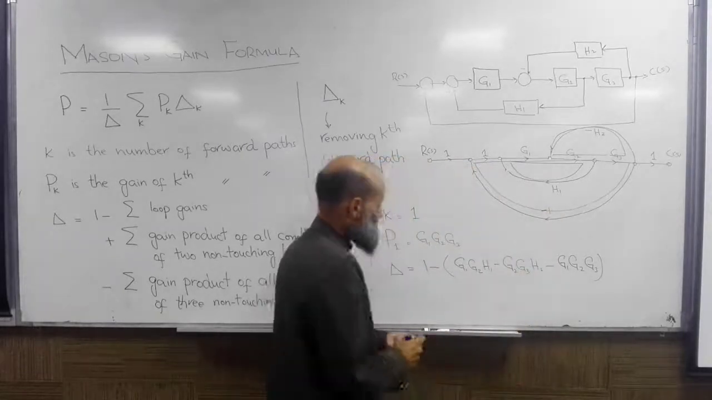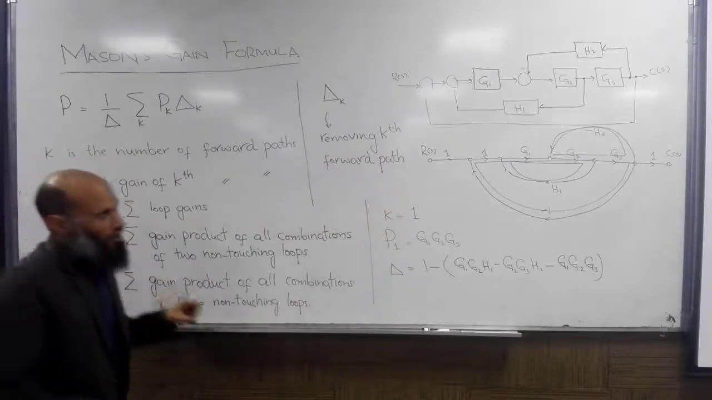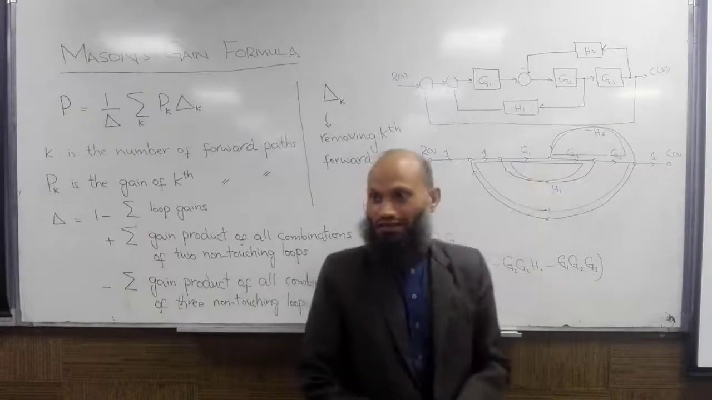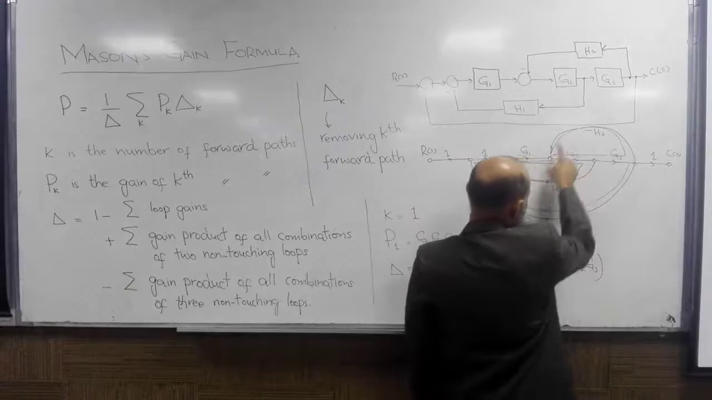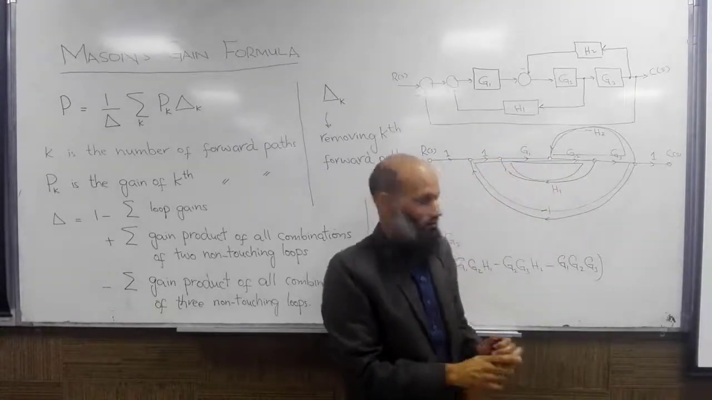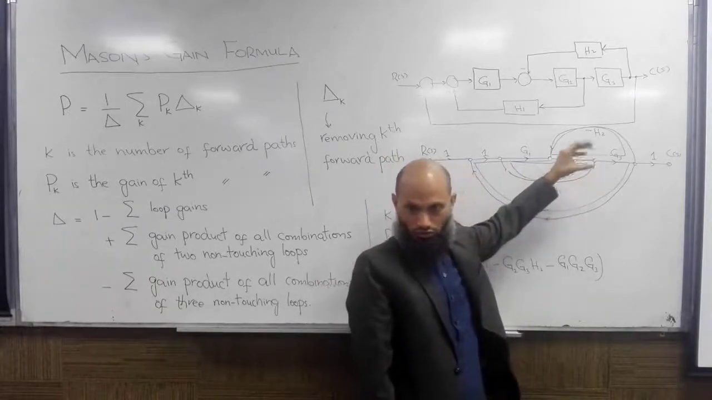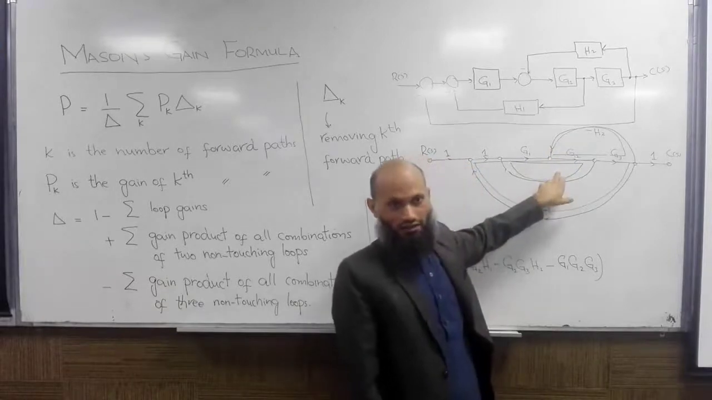And plus this term, which you can see that all these loops are touching loops. That is, this loop is touching loop with this one. Why? These share this node, and this node is common between the two loops. Therefore, this loop and this loop are touching loops.